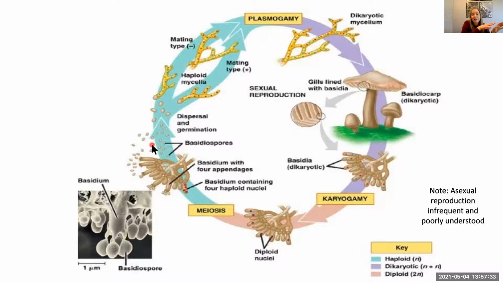They'll go and they'll find a nice place to land. They'll germinate, which means they're gonna grow. They'll start to make one single strand, so a hyphae, which will then branch into multiple strands. We call that mycelium. And your mycelium will grow and grow and grow until it finds a mate. So here we have two different mycelia. These are two different individuals of the same type of fungus.